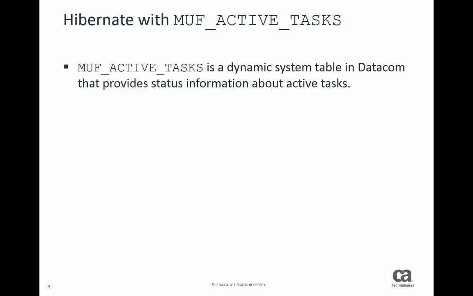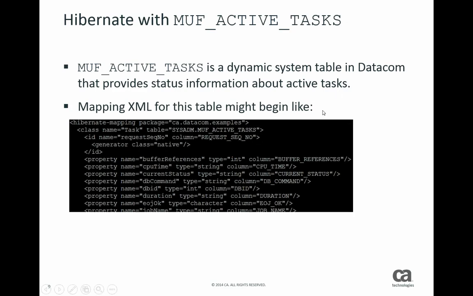An example of what you might do is perhaps you want to get information from the MUST active task dynamic system table. So this is a Datacom table that provides task statuses. You build out a little XML configuration for the table. Here we have the name of a Java class that will be instantiated as objects that can be manipulated directly, and it's going to be mapped through Hibernate to the SYSADM MUST active task table. Here we've got a bunch of different properties that specify columns being mapped to different fields in the object.